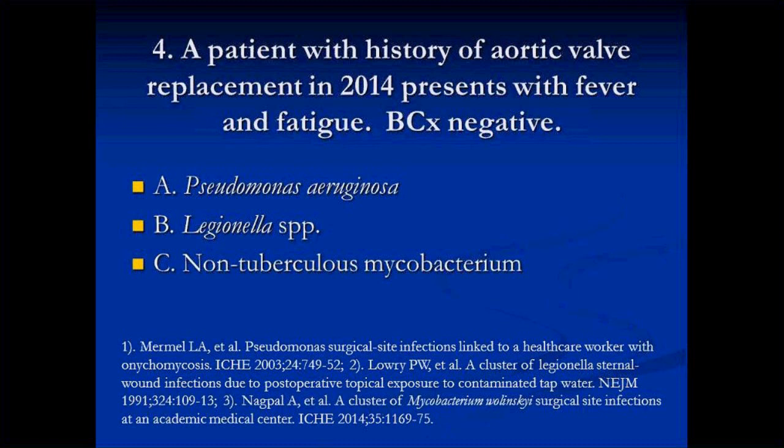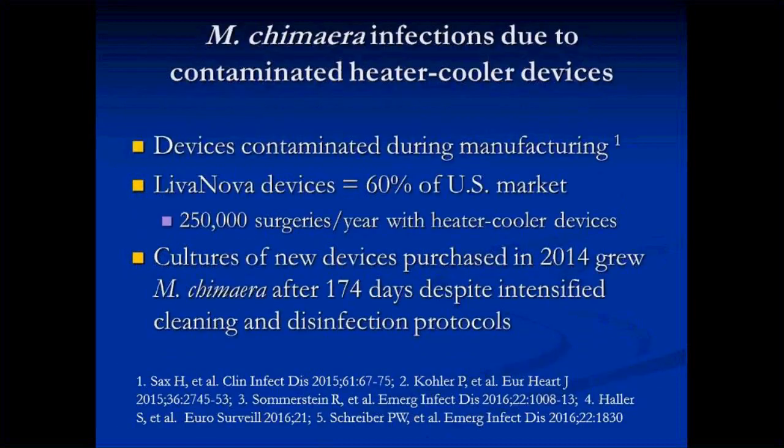He ultimately had aortic valve and root replacement, and subsequently is still on four-drug treatment to suppress that infection. And so how did this happen? These are Mycobacterium chimaera infections due to a contaminated water source, heater-cooler devices in this case. So the devices were contaminated by the water in the plant during manufacturing.